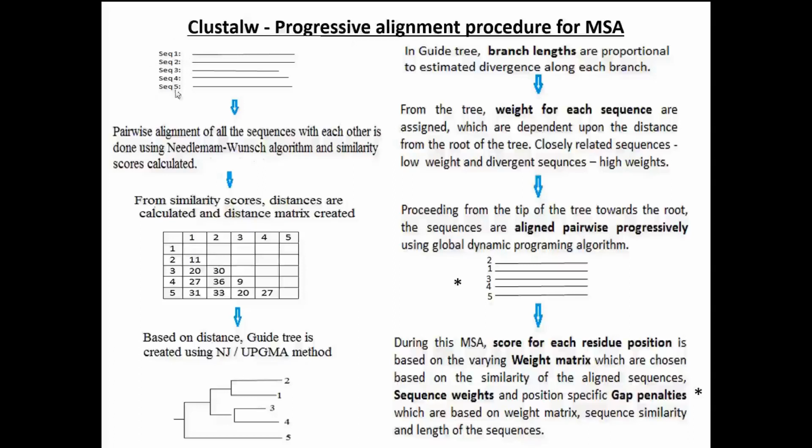Now consider a user submits 5 protein sequences to the tool. So initially, pairwise alignment of all the sequences with each other will be carried out using the Needleman-Wunsch algorithm, which is a global alignment dynamic programming algorithm, and the similarity scores will be calculated. From these similarity scores, distances will be calculated and a distance matrix will be created. So here this is a distance matrix. Now here, based on the distance, a guide tree will be created using the neighbor joining method or the UPGMA method. Here both are distance based tree building methods.